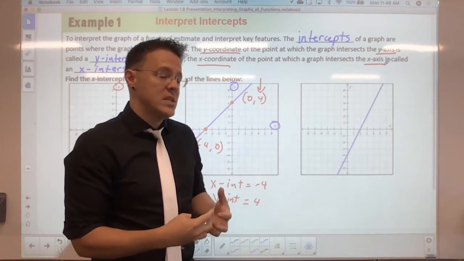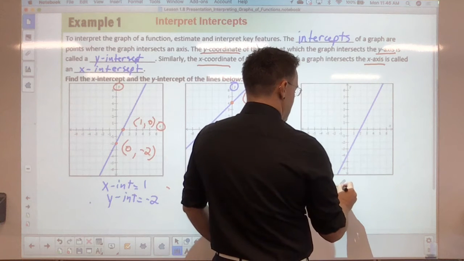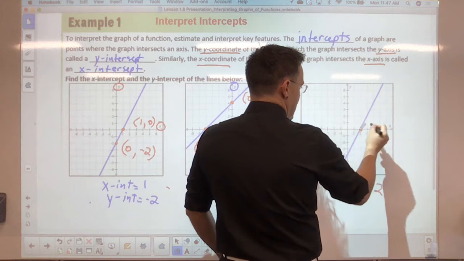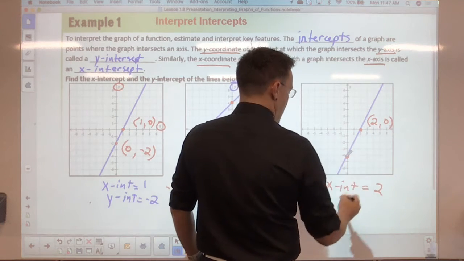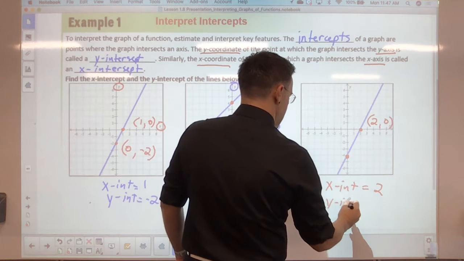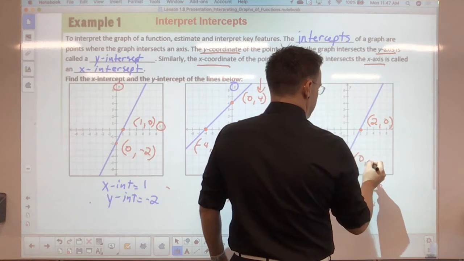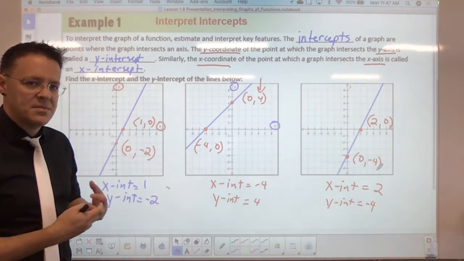It's very important for you to understand x-intercepts this year, just to make sure you go along. The x-intercept on this one is 2, because this point is 2, 0. And this point here, the y is -4. Simple enough to understand, but make sure you get the concepts and grasp.